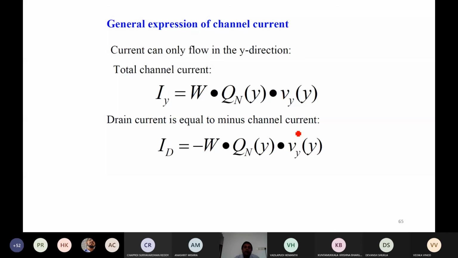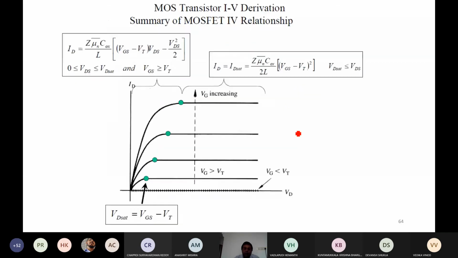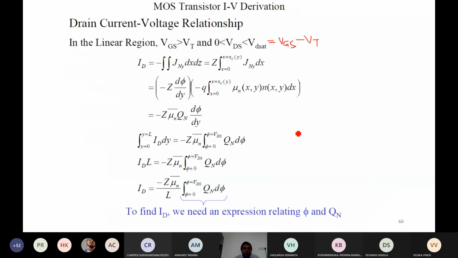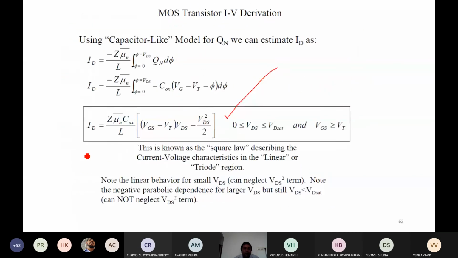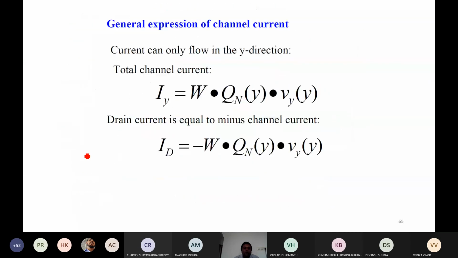So in general, whatever view I have given, I have calculated with this complex method, with too many things discussed, like mobility, to understand the concept, but this is not required. If you want to derive this equation, you can derive it very easily. Current can only flow in the y direction, we are assuming. So in that case, this IY is basically simply, Z is replaced by W, so width, and Q is the charge per unit area.